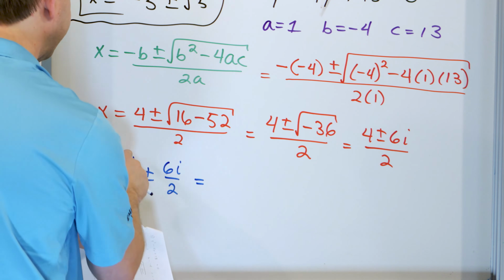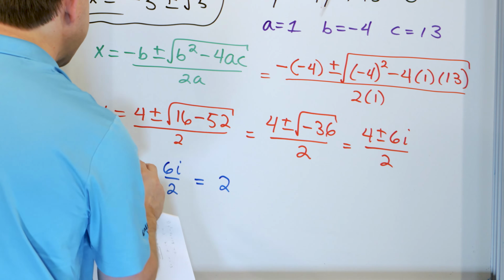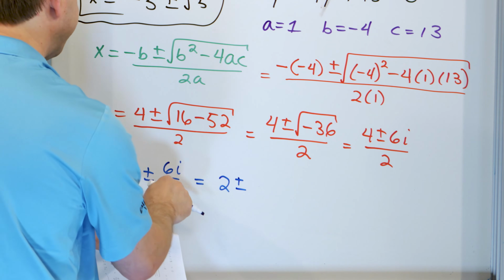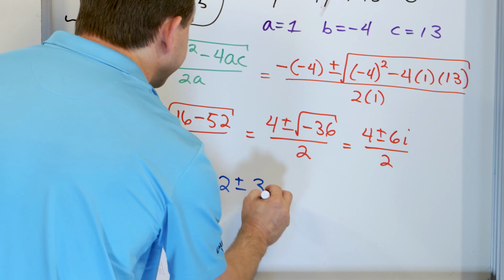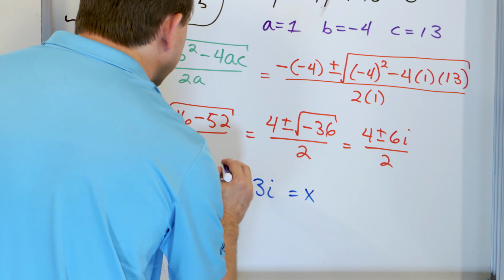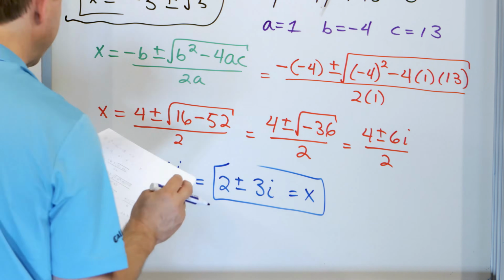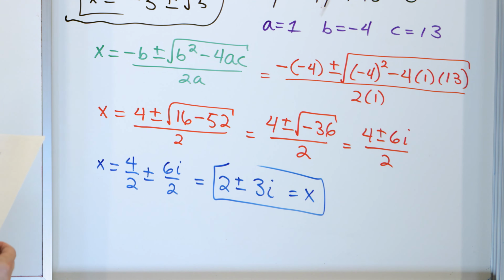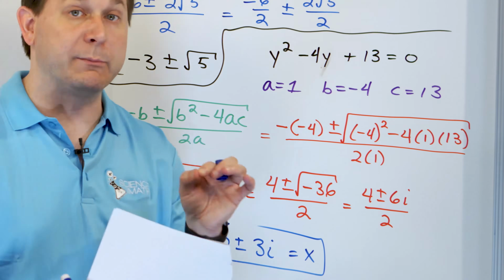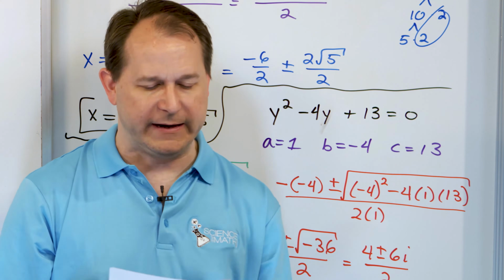And that's going to be equal to 4 divided by 2 is 2. And then I have plus or minus. And then I have the 6 over 2 is going to be 3i. So this is going to be what x is going to be equal to. So here we have the final answer here. 2 plus or minus 3i is equal to x. Again, we have two solutions, but both of them are complex, I should say.